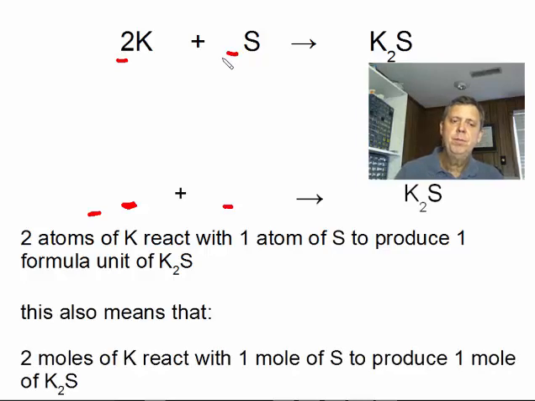By the same token, we can also react 2 moles of potassium with 1 mole of sulfur, and we'll produce 1 mole of potassium sulfide. So it's the same ratio whether we look at atoms to atoms or moles of atoms to moles of atoms. It'll be the same process.